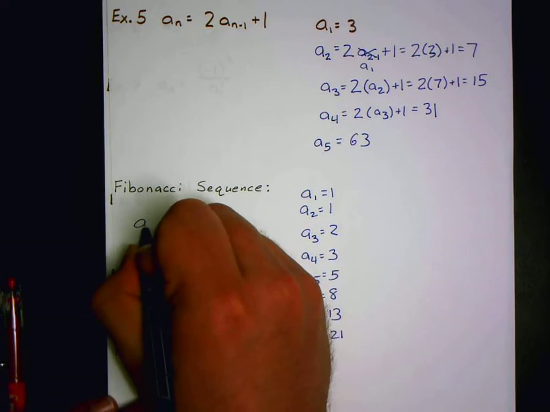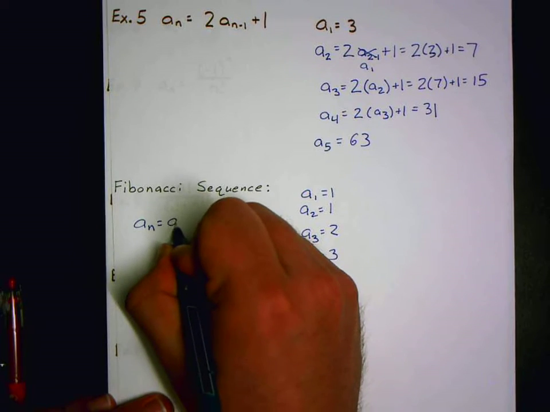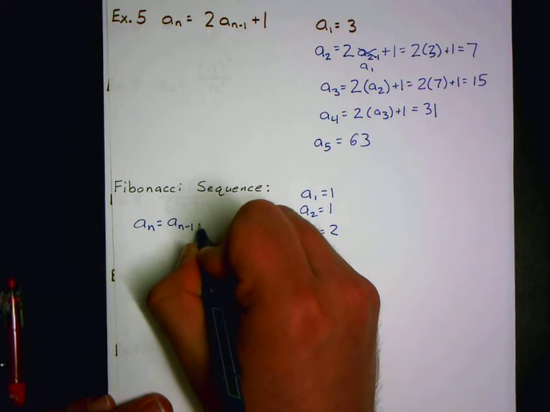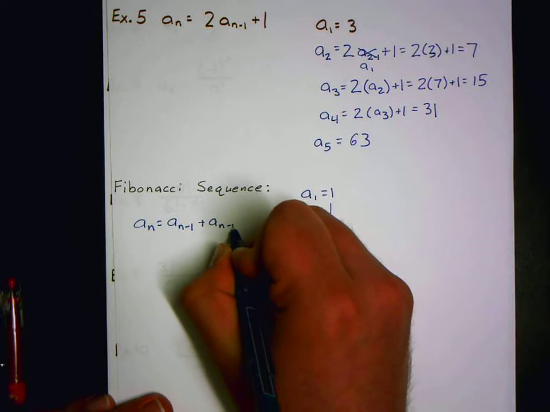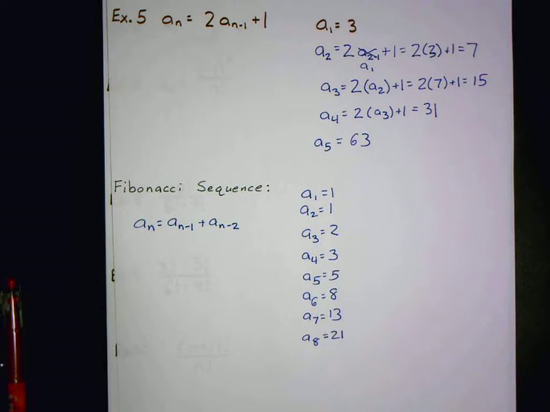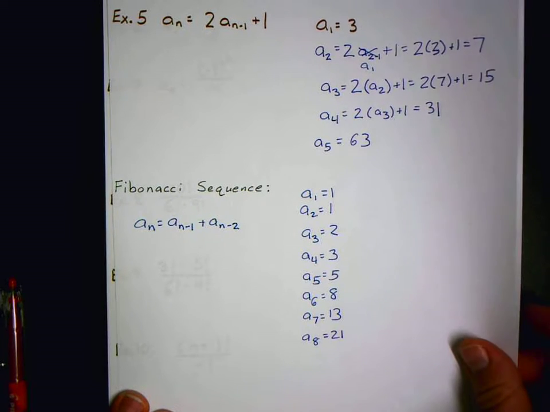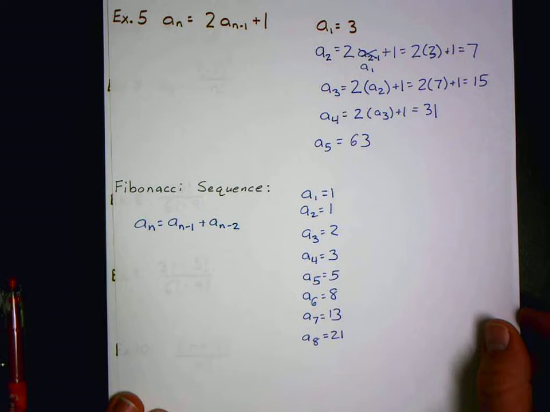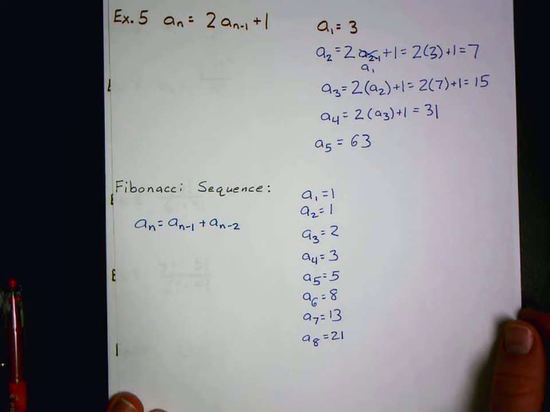So, Fibonacci sequence is defined like this. So your Fibonacci sequence, to get any term, you add together the 2 previous terms. So your Fibonacci sequence is a sequence that's recursive. So to know any term, you have to know the 2 previous terms.